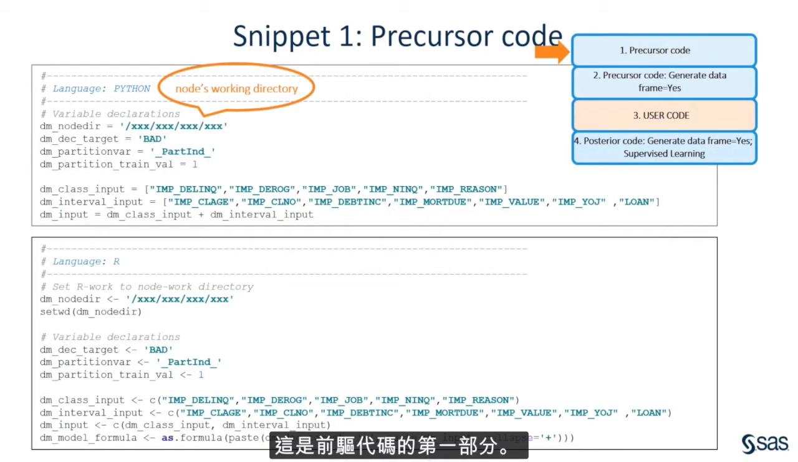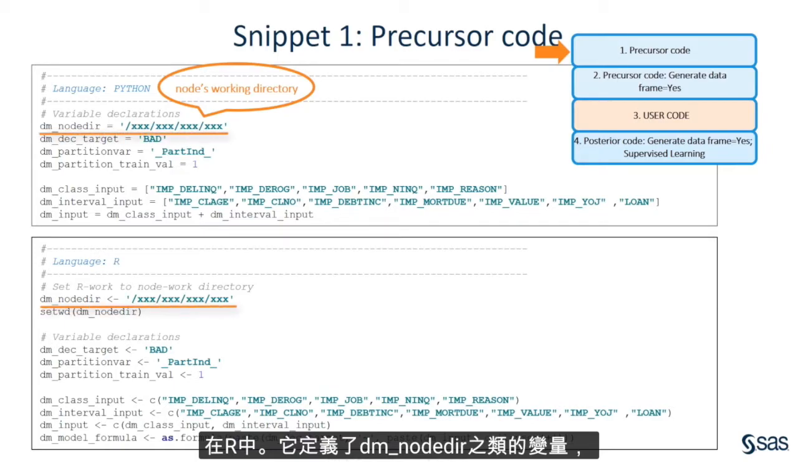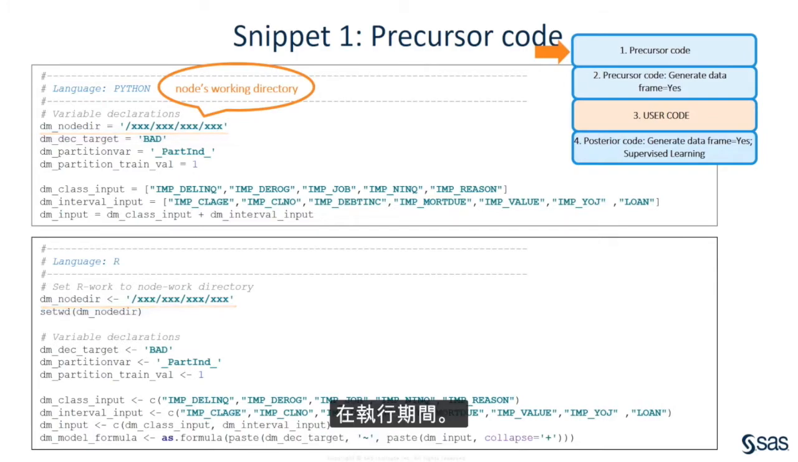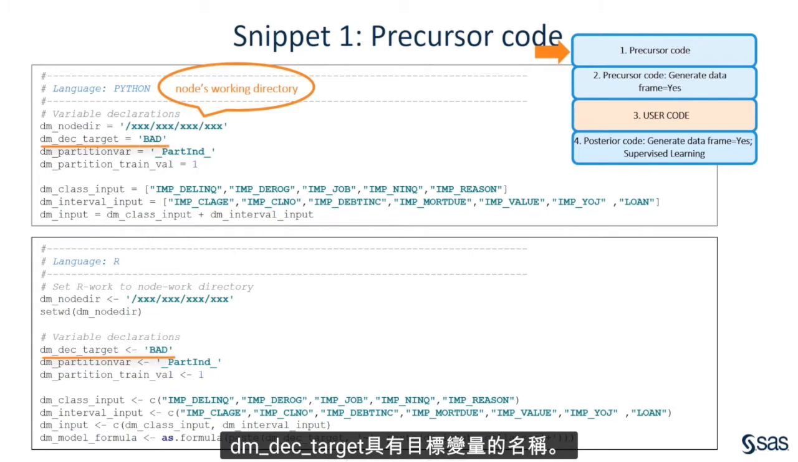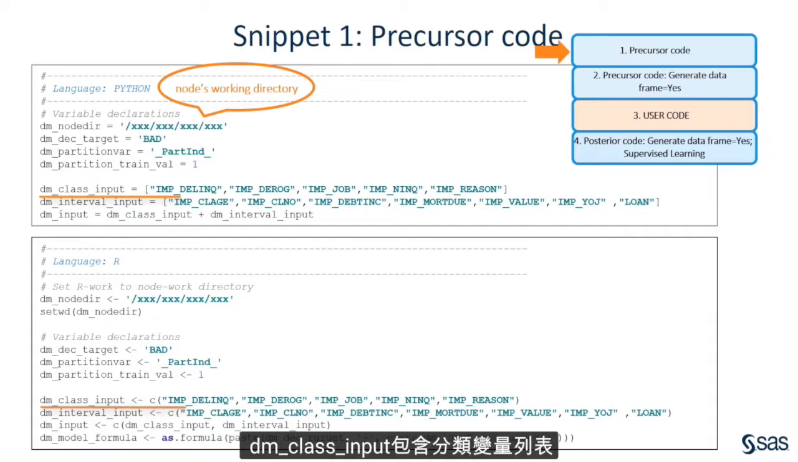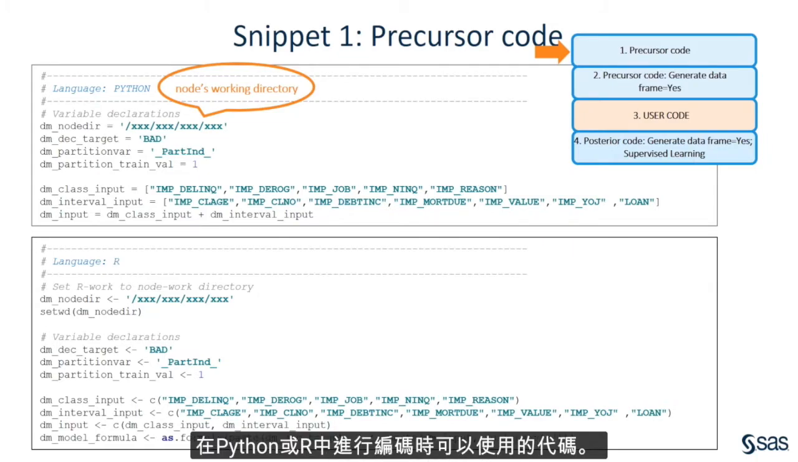This is the first part of the precursor code. You can see a sample both in Python and in R. It defines variables like dm_node_dir, which represents the transient working directory of the node during execution. dm_dec_target has the name of the target variable. dm_class_input contains a list of categorical variables in your data. As you can see, these are convenience variables that you can use while coding in Python or R.